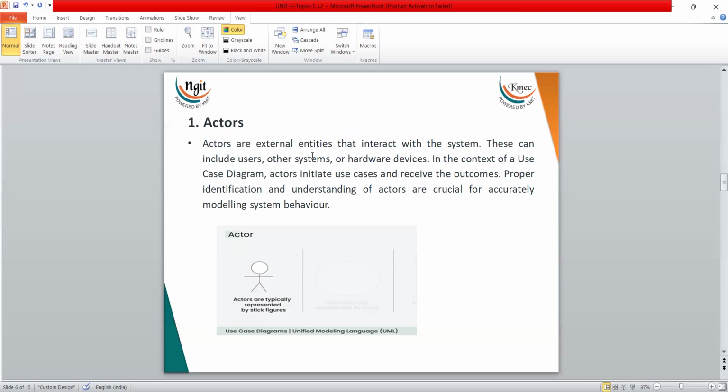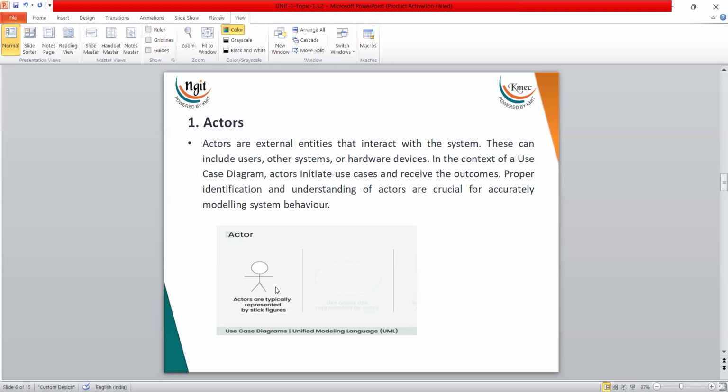These actors are external entities that interact with the system. These can include users, other systems, or hardware devices. So it may be a person, or a system, or a hardware device. Anything can be an actor. In the context of a use case diagram, actors initiate use cases and receive the outcomes. Proper identification and understanding of actors are crucial for accurately modeling system behavior.